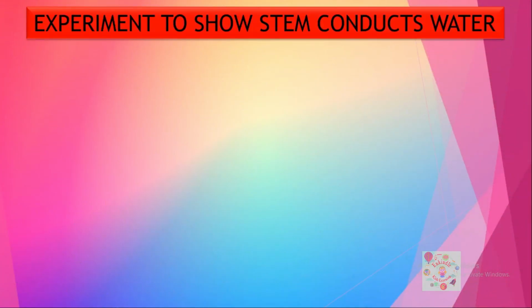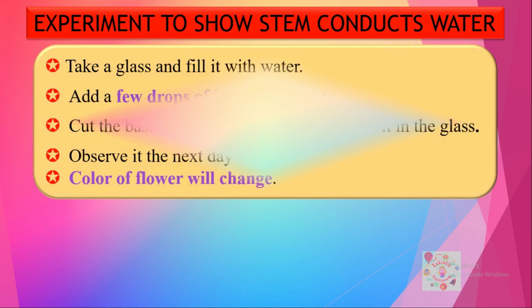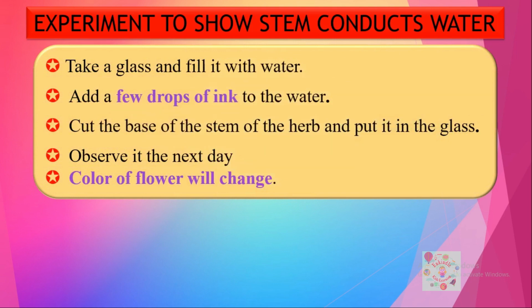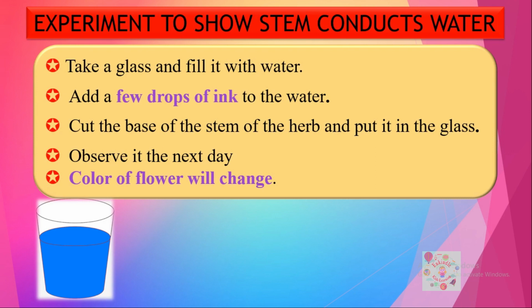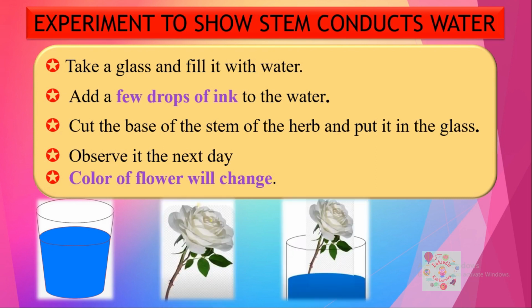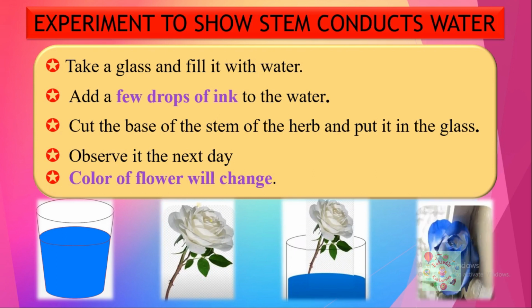Here we have an experiment to show stem conducts water. That is, stem transports water and minerals to different parts of the plant. Let's look at the experiment. First, you will have to take a glass and fill it with water. Add a few drops of ink to the water. Cut the base of the stem of the herb and put it in the glass. Observe it the next day. What happens? Color of the flower will change.